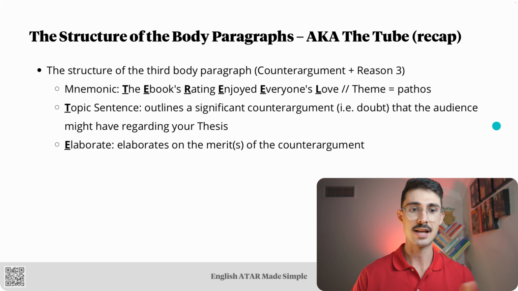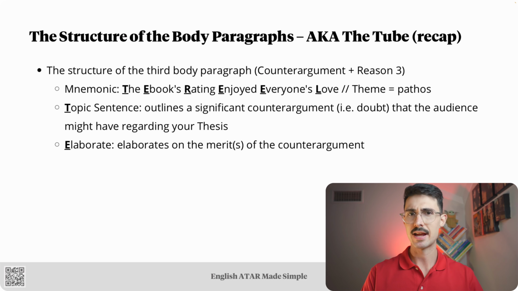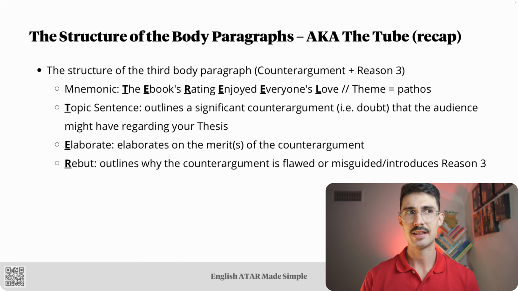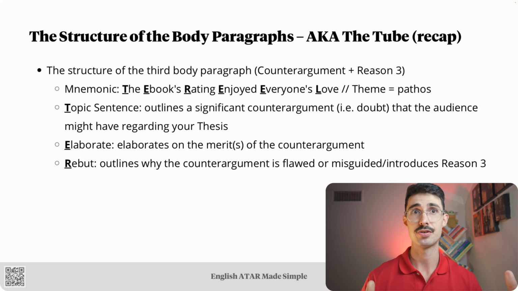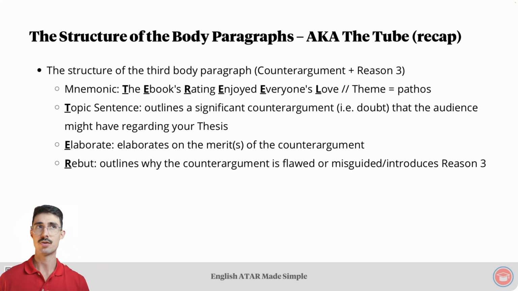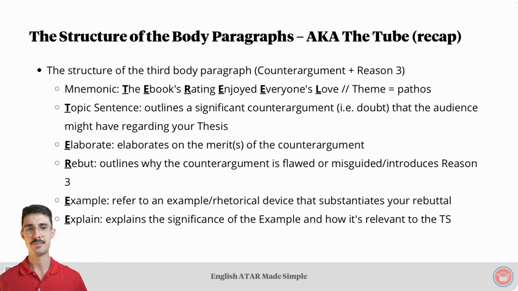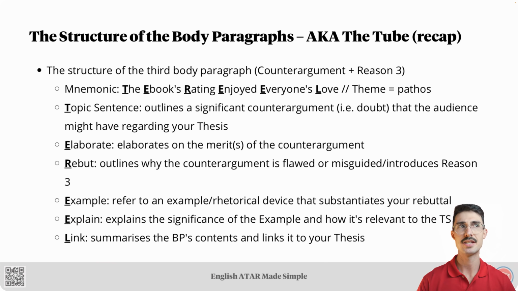After that, you should elaborate on that counter-argument's merit or merits. Once you've outlined what the counter-argument is, why it has some validity, then you can rebut it. Outline why that counter-argument is flawed or misguided, and in doing that, you can introduce your third and final reason why the audience should agree with your argument. Once you outline what your rebuttal is, you should provide an example to back that up. Don't just provide that example though, explain it. Explain its significance and how that is relevant to your topic sentence. Finally, you've got your link, which summarizes the body paragraph's contents and links that to your thesis.